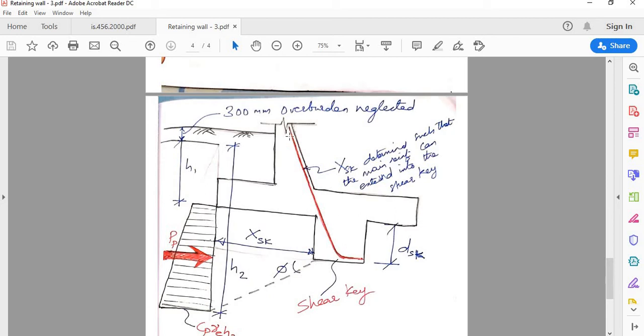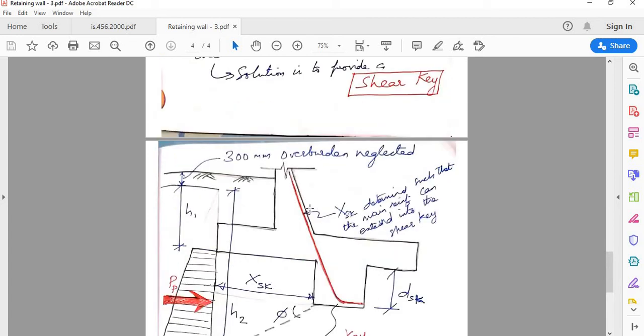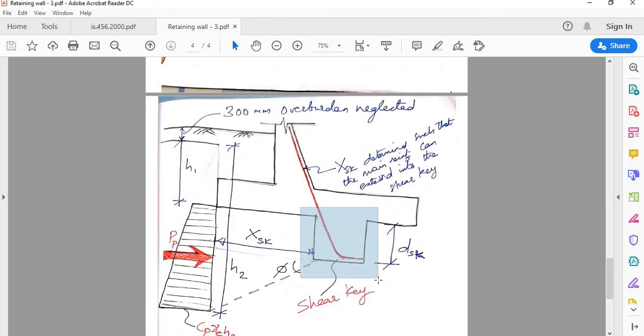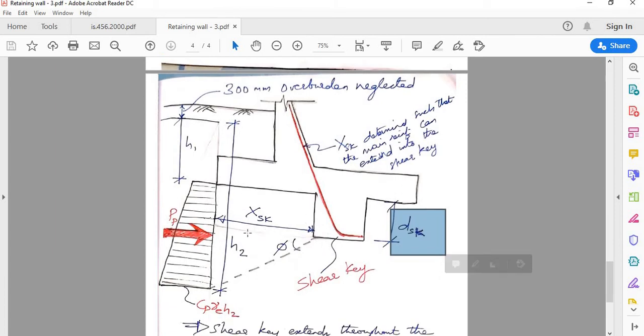So that's the position, because for a retaining wall, as we discussed in the first lecture, this is the tension side. If you have soil here, this is the tension side. So main tension reinforcement is here, and that reinforcement you should be able to extend it like this. That is the geometrical placement of the shear key. And DSK is the depth of the shear key. XSK is the distance of the shear key from the toe portion.